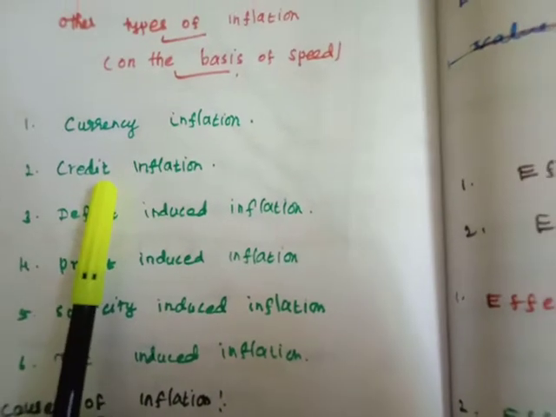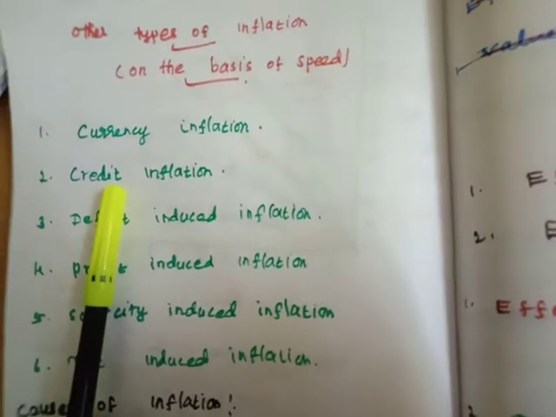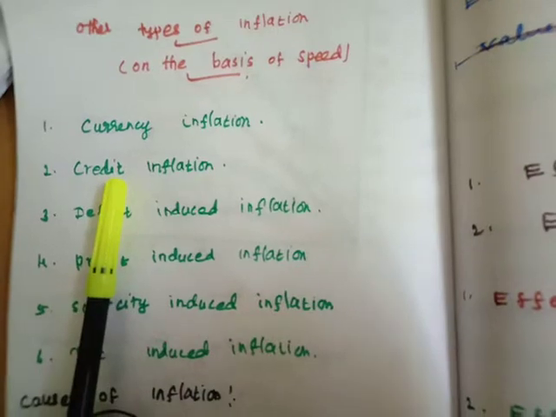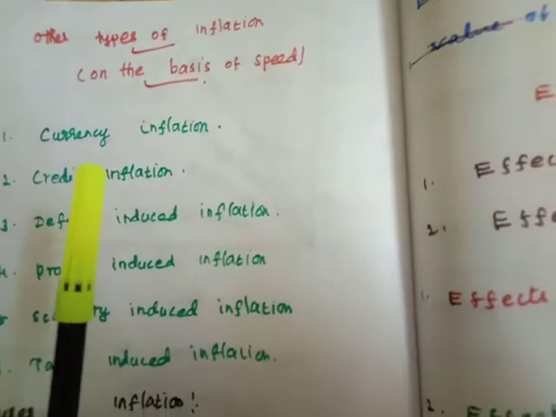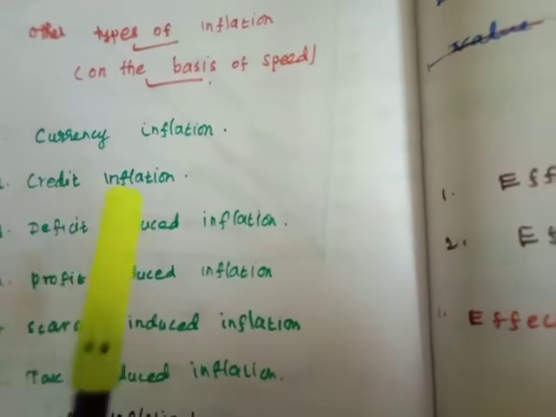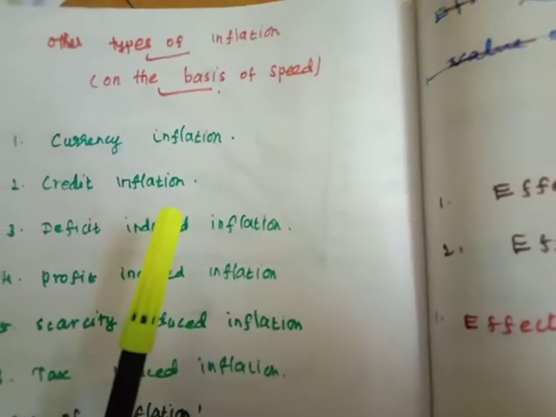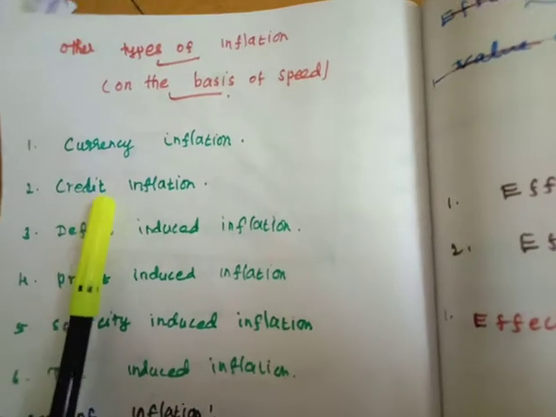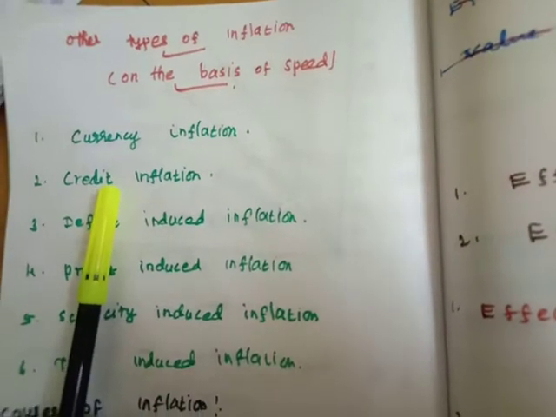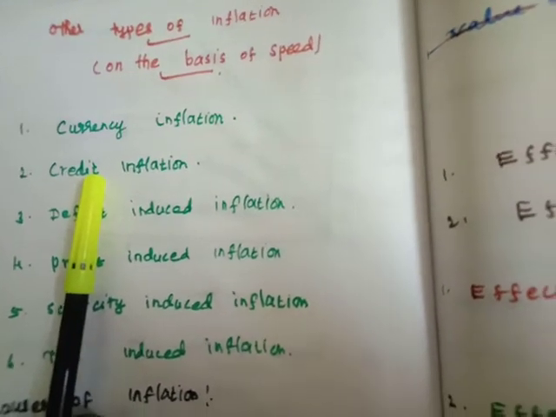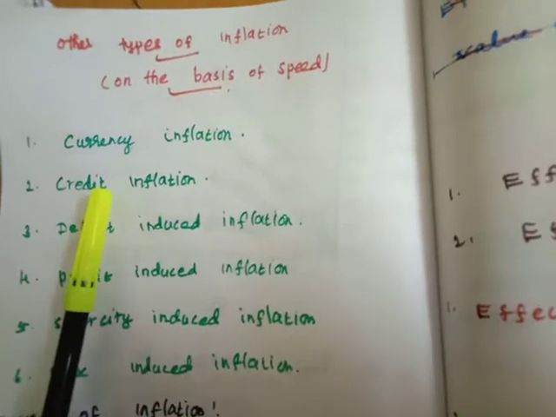And the second one is credit inflation. When banks are liberal in lending credit, they reduce their rules and regulations for lending money to people, and the money supply also increases with the help of this free lending facility. It is another type of inflation with rising prices.